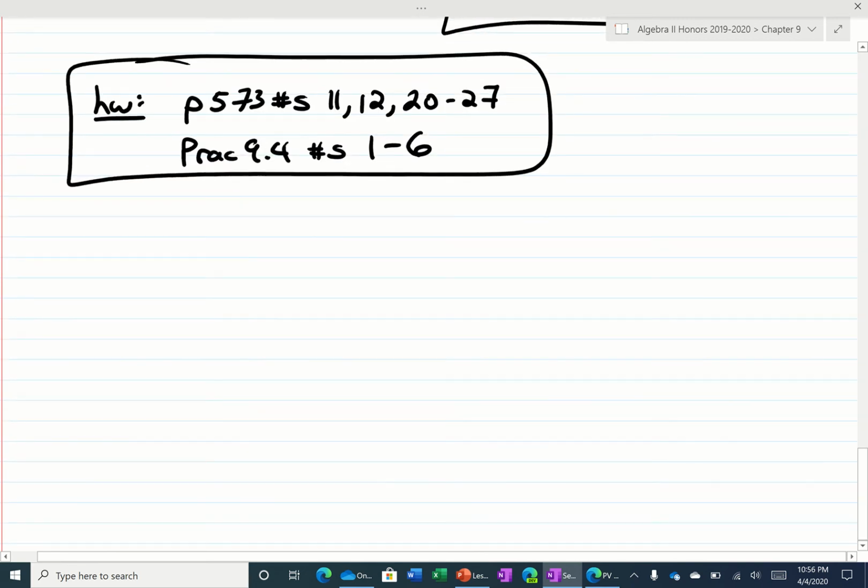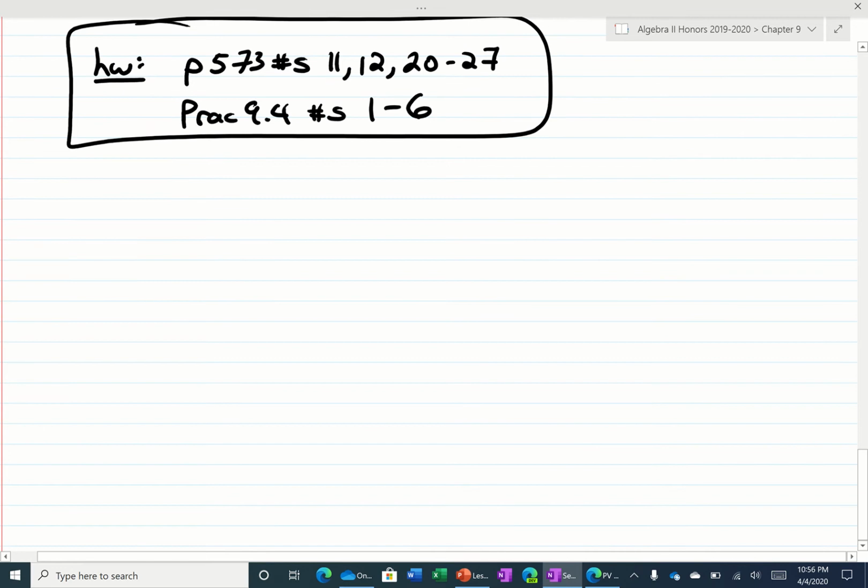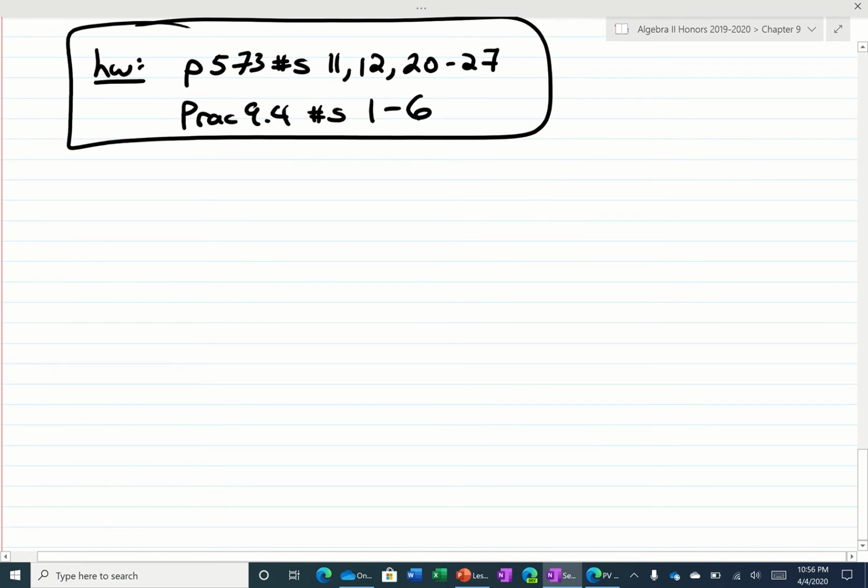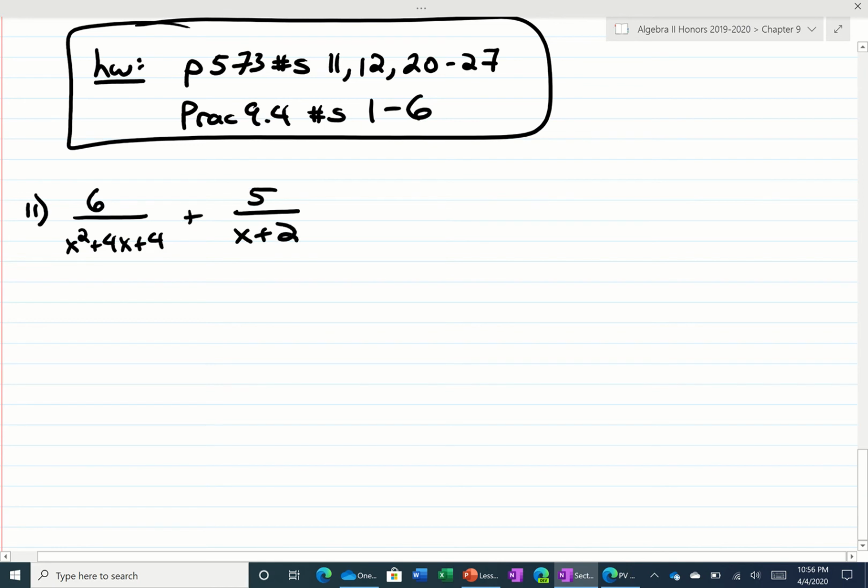Alright, I'm sure you guys probably figured that out, I hope. Alright, so let's see, taking a look here. Number 11 looks good. Let's do number 11. Number 11 says 6 over x squared plus 4x plus 4 plus 5 over x plus 2.